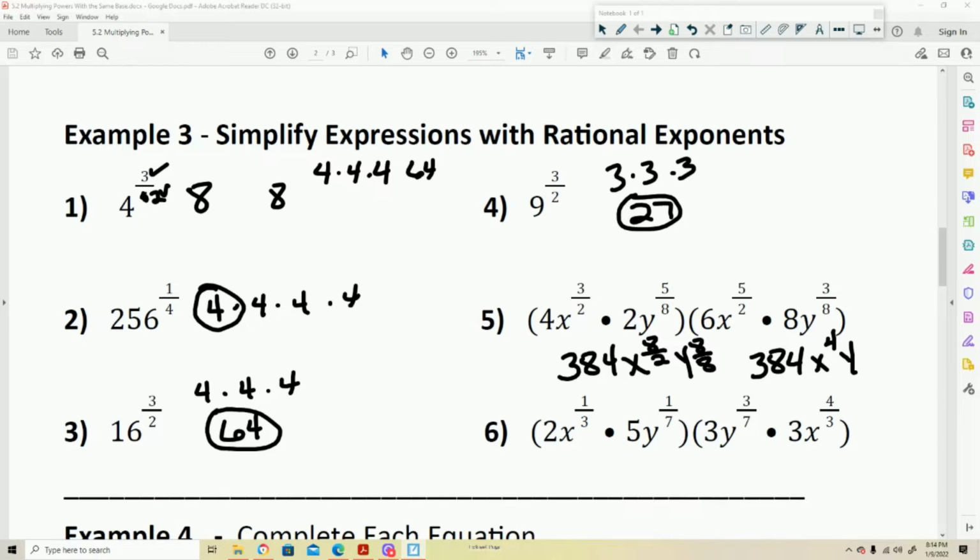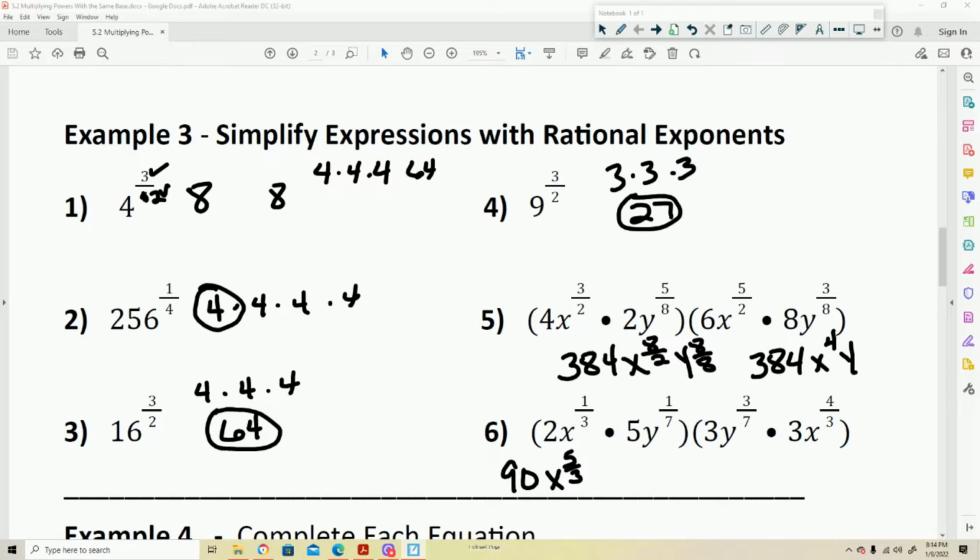Okay, let's look at this last one. Let's look at all these numbers multiplied together. We got 3 times 3 is 9, 2 times 5 is 10, 10 times 9 is 90. Okay, so we're going to go and write the 90 there. Let's look at the x's. Yeah, these will work out. So I got 1/3 and 4/3. That gives me 5/3. So it's going to be x to the 5/3.